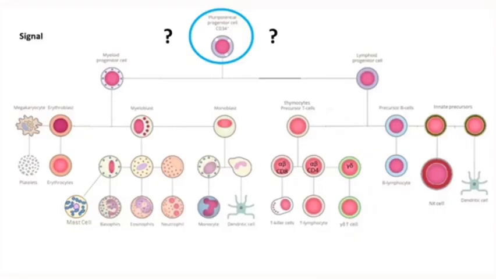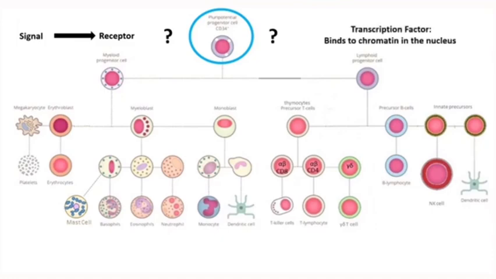Signals, and those will be produced by the cells around the hematopoietic stem cell, in particular fat cells in the bone marrow. Receptors. The cell has to have a receptor for this information signal or it won't be able to hear it, essentially. This signal and reception, once the hematopoietic stem cell receives something, it will change or activate or alter its transcription factors.